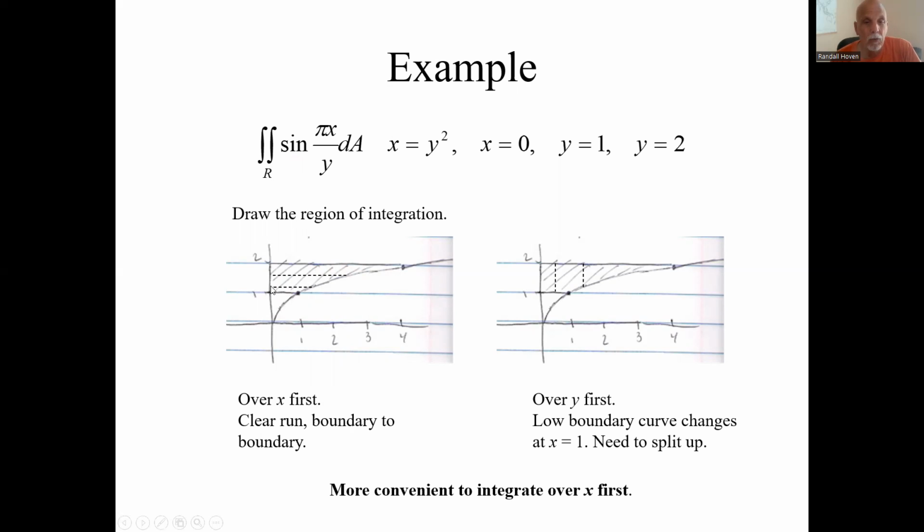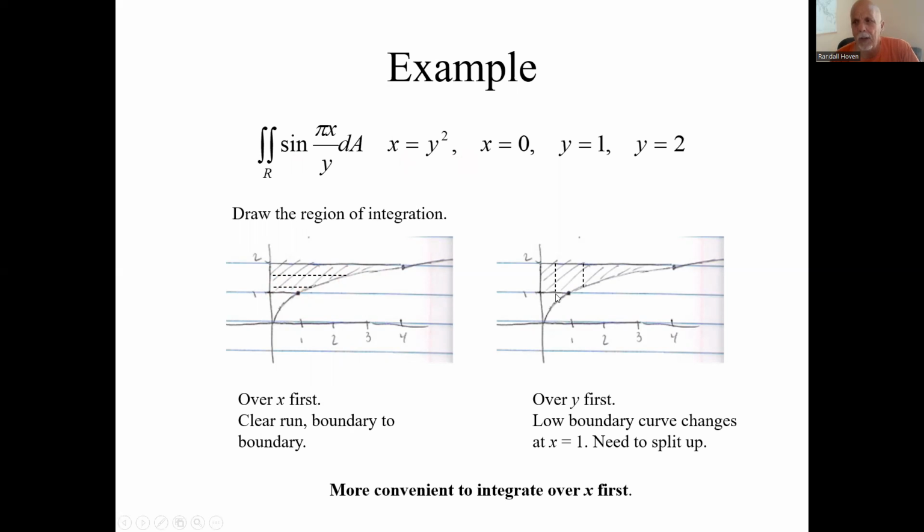If I integrate over x first, as y goes for any y between 1 and 2, I stay in the region of integration. And it's all the same. I would just go from this boundary, x equals 0, up to this boundary, which is x equals y squared.